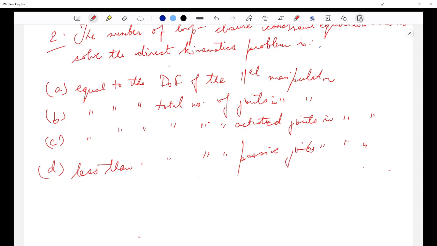So, any idea how we should approach it? It's conceptual basically.